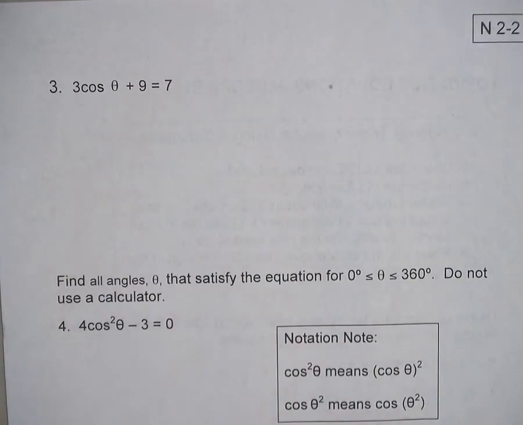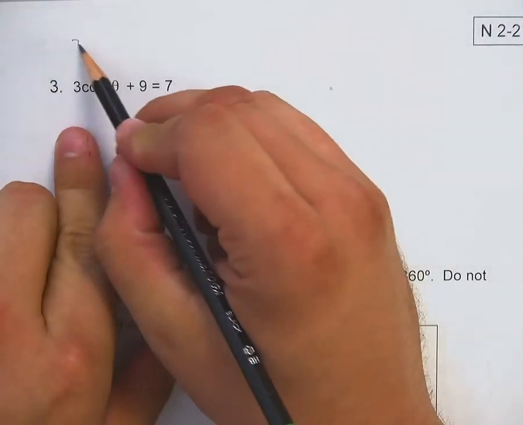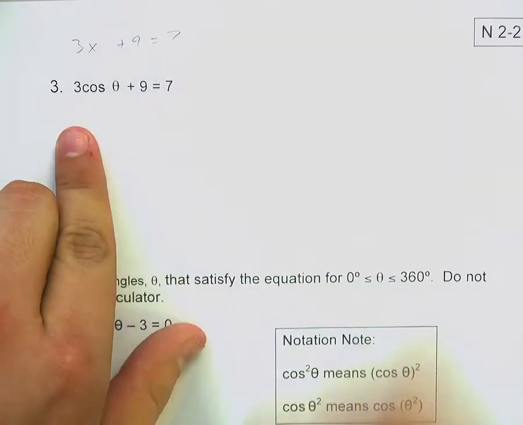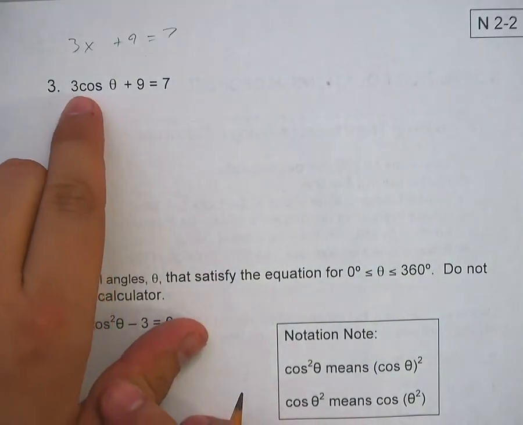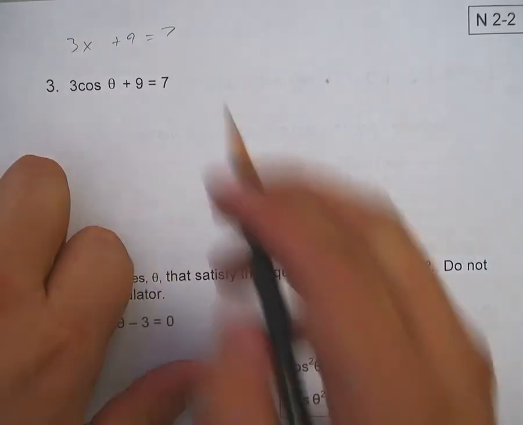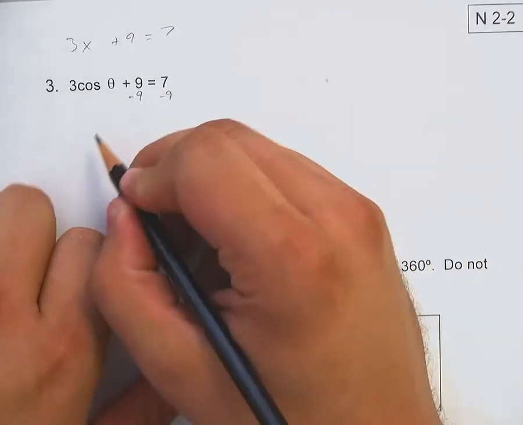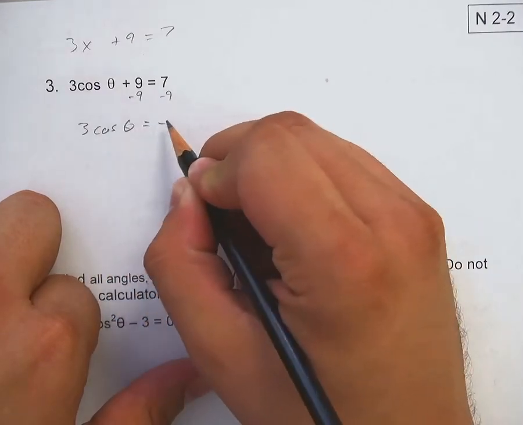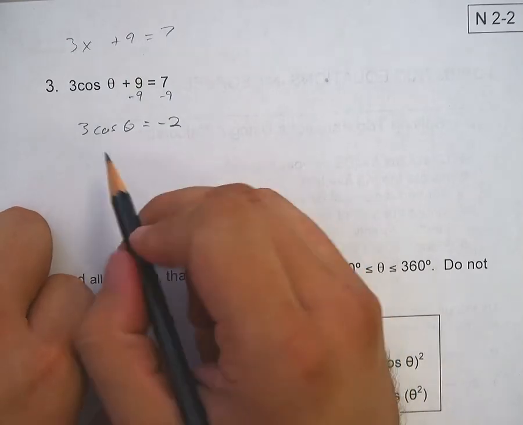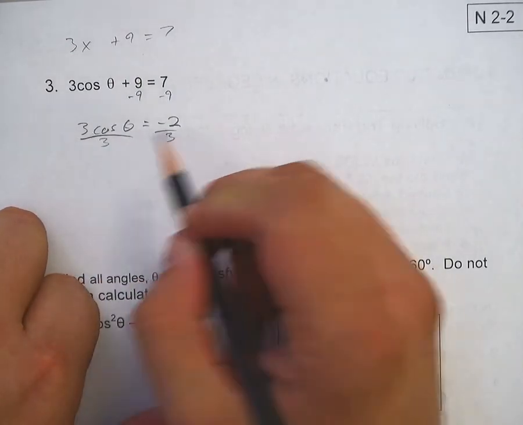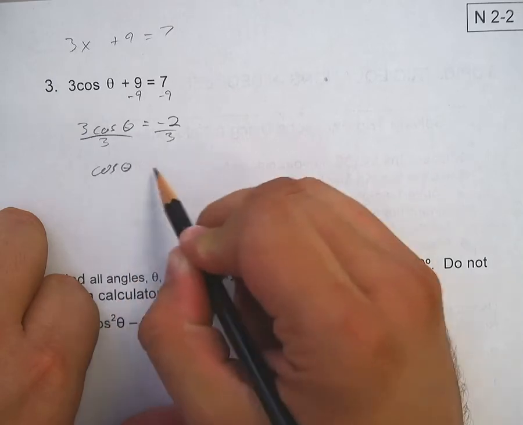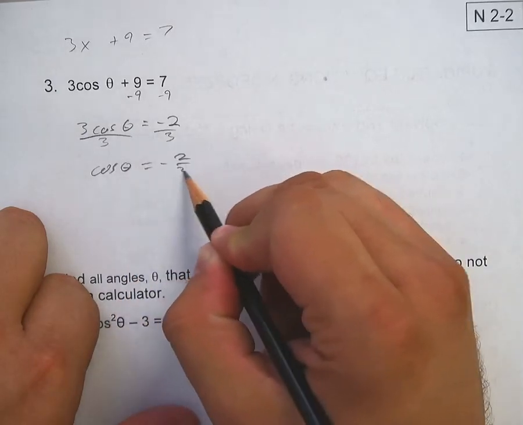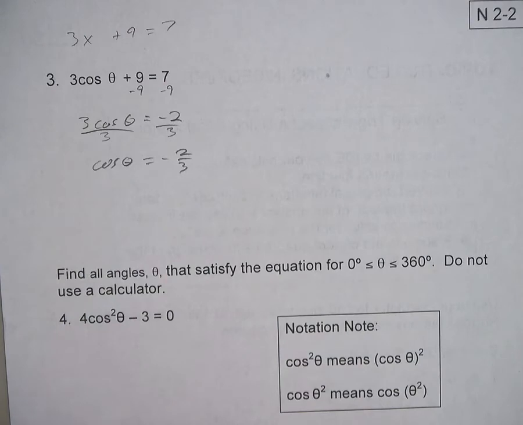So 3 cosine of theta plus 9 equals 7. I want to get cosine of theta by itself. If this was 3x plus 9 equals 7, think about what your first step would be. Well, first, you'd subtract your 9, wouldn't you? So I'm going to do that here. Subtract my 9, a little bit of algebra. 3 cosine theta equals negative 2. Then you're going to divide by 3, and cosine of theta equals negative 2/3.